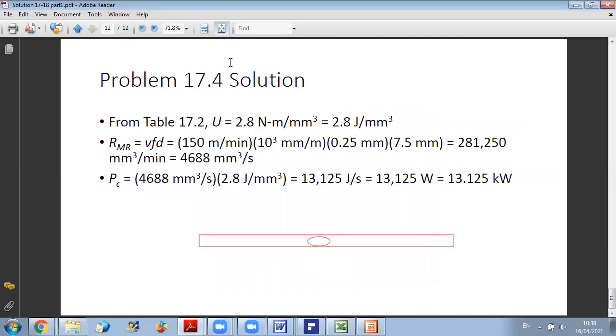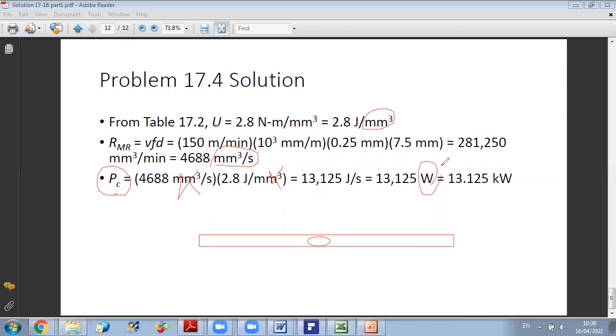If you pay attention, since U is joule per millimeter cube, if you want to obtain your power in watts, the removal rate should be provided in millimeter cube per second. In this way, millimeter cube will cancel, and you will end up with the unit joule per second, which is watt. So the cutting power you obtain will be in watt. By dividing by 1000, you can get it in kilowatt.